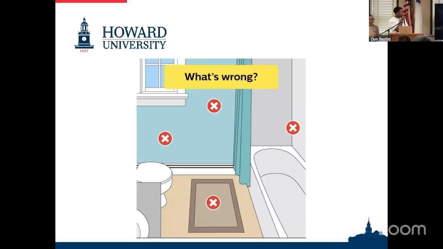So with this picture, I'd like for you to see if you can point out some things in this bathroom that could be changed to prevent some falls. I'll let you raise hands. Yes. There could be a hand bar in the bathtub area. Good. Near the toilet. And the rug should probably be changed. Anything else?